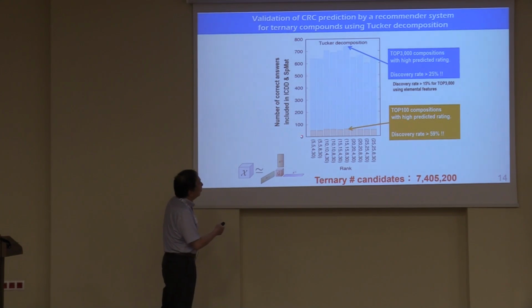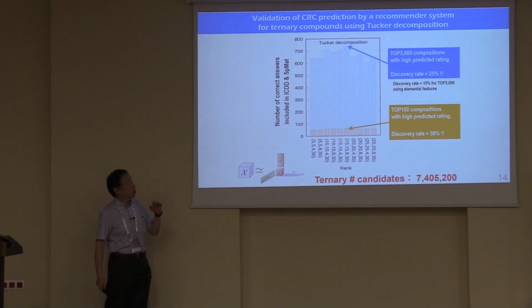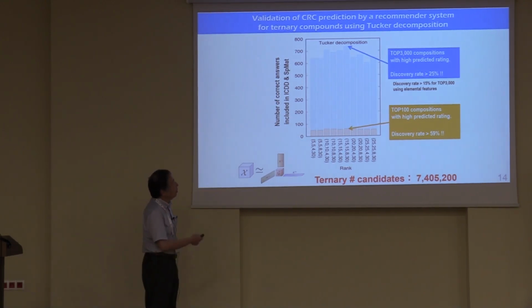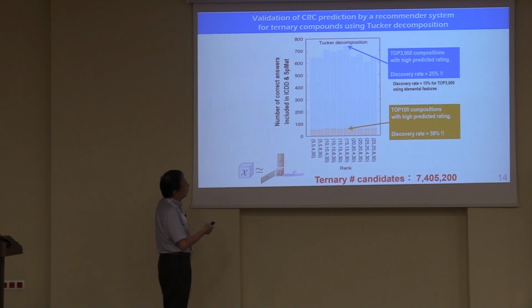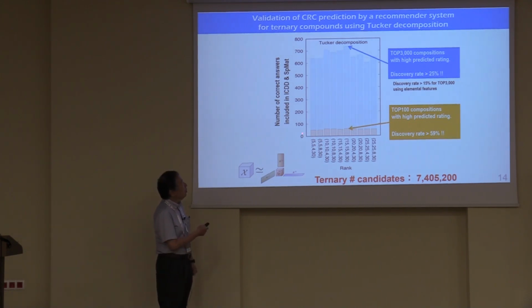The yellow or orange one corresponds to the top 100 compositions with high predicted rating, from rank number 1 to number 100. So firstly, I found that this is almost independent of the choice of rank. So the result is more or less similar. And also the number of correct answers was something like 50 to 60.